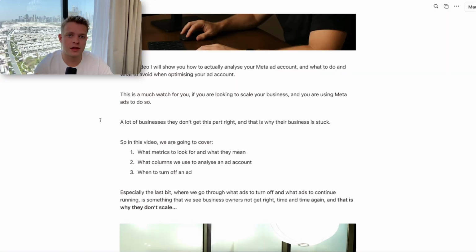A lot of businesses don't get this part right, and that is one of the reasons why they are stuck with their business, why they cannot scale any further. It's because they analyze their ad account wrong.